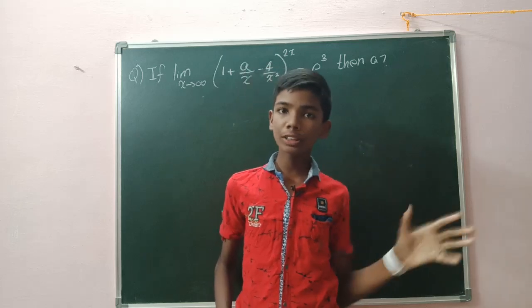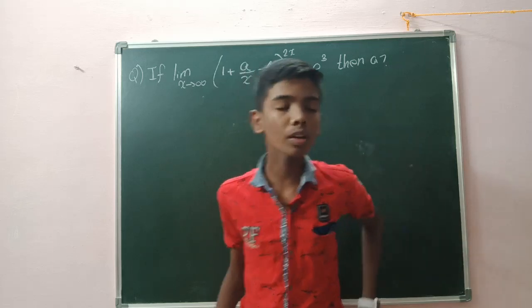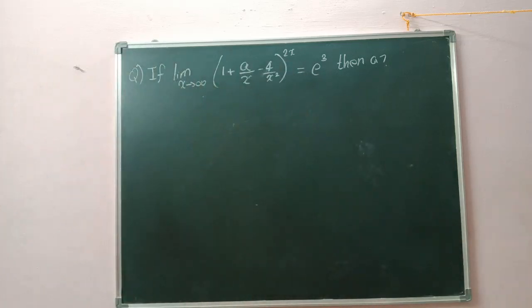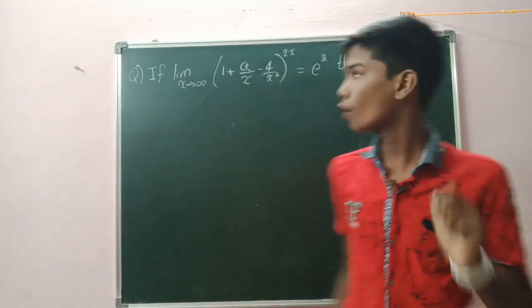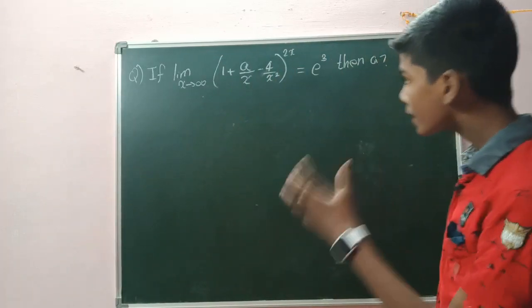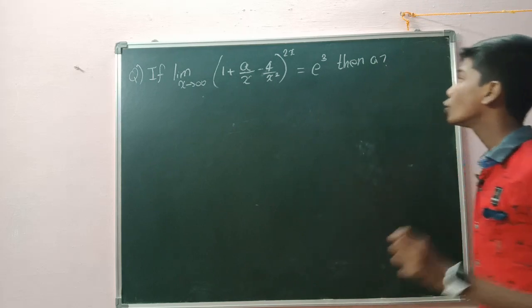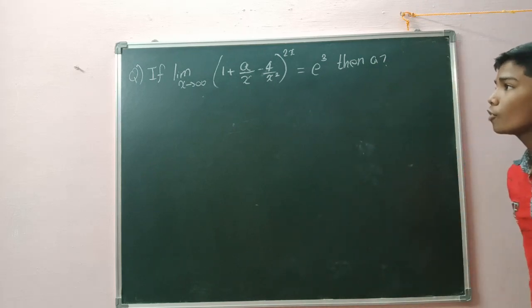One JEE Mains limits question. So let me start to solve, guys. The question is, if limit of x tends to infinity of (1 + a/x - 4/x²) whole power 2x is equal to e³, then find the value of a.